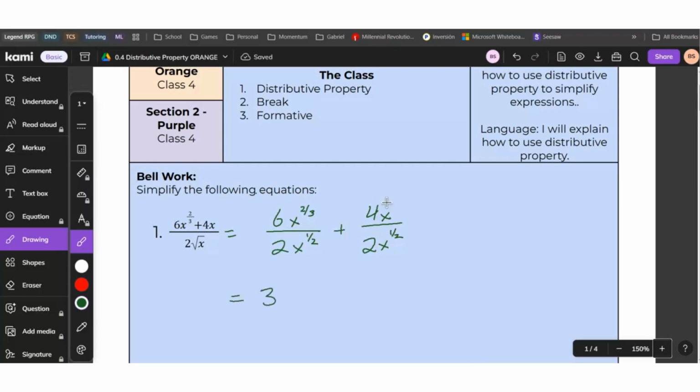Now this is the part that's a little bit harder, so let's do it on the side. We need 2/3 minus 1/2. Can I do that? No. I need a common denominator, right? What would be my common denominator?